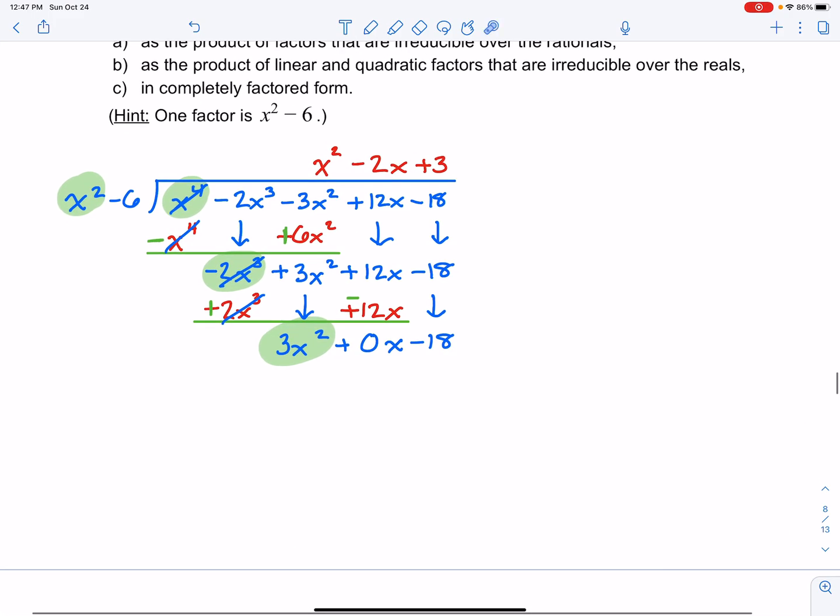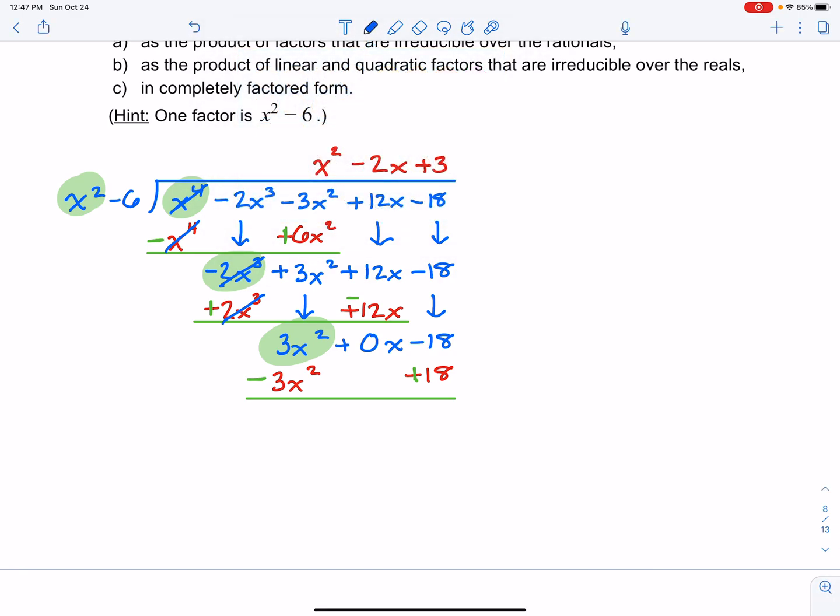I'm going to take that positive 3 and distribute it to everything in my divisor. 3 times x squared is 3x squared. 3 times negative 6 would be negative 18. But I'm subtracting everything in this row from the row above, so I need to change the signs on those terms. And then I can add within my columns.